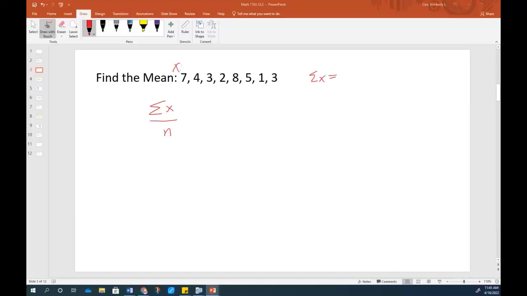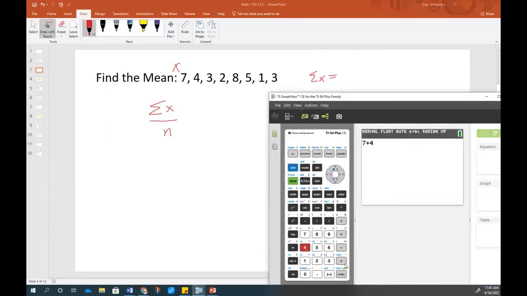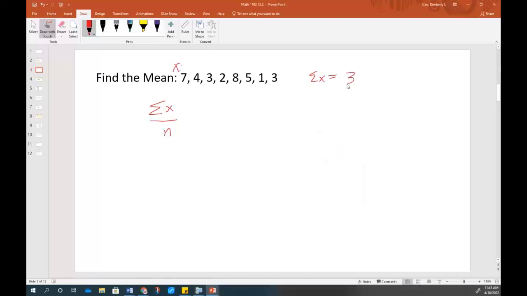So let's pull up that calculator. 7, 4, 3, 2, 8. Hit enter. The sum of those values is 33. So then I need to do 33 divided by how many values there are. And of course, when you're doing this on your online homework, just read the instructions real closely, because a lot of times it may be a whole number here, but a lot of times it's going to be a decimal. And so read what you need to round to.